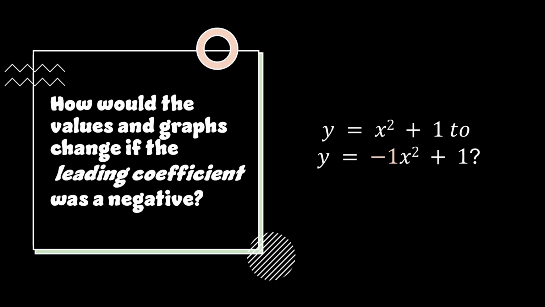So, how would the values in the graph change if the leading coefficient was a negative? What do you guys think? You think they would flip-flop? That's good. You think one would be up and one would be down? That's good too. You think they would crisscross? That's cool. I love these. All right, let's keep going. Let's see, shall we?